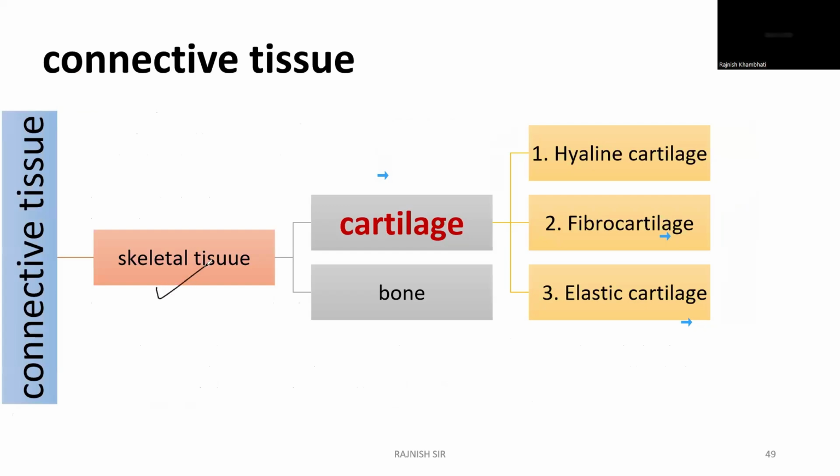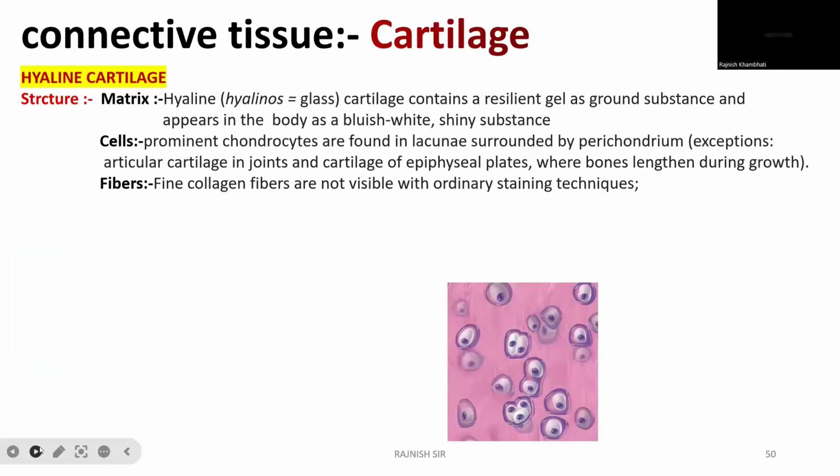Next connective tissue is skeletal tissue. In the skeletal tissue, we will be learning about cartilage, and cartilage is of three types: hyaline cartilage, fibrocartilage, and elastic cartilage. So there are three types of cartilage. Let's see them. First, hyaline cartilage. The first type is hyaline cartilage.